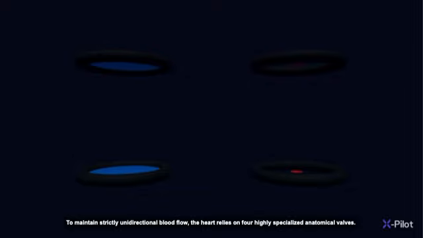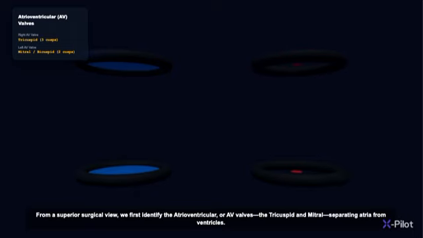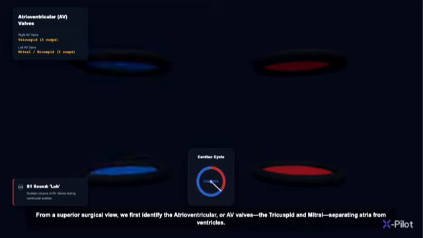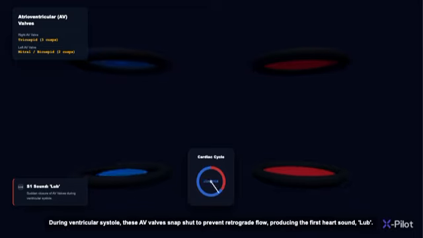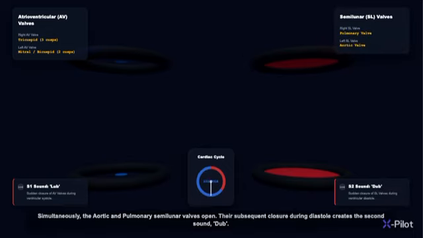To maintain strictly unidirectional blood flow, the heart relies on four highly specialized anatomical valves. From a superior surgical view, we first identify the atrioventricular, or AV valves, the tricuspid and mitral, separating atria from ventricles. During ventricular systole, these AV valves snap shut to prevent retrograde flow, producing the first heart sound, lub.